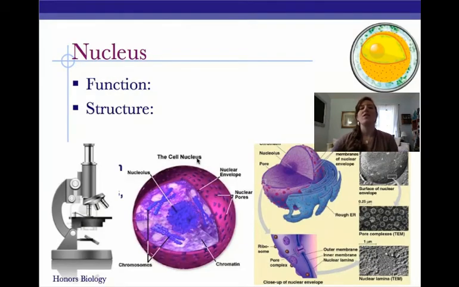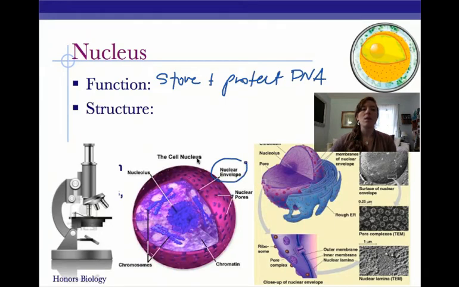Now, we'll move on to the nucleus. The job of the nucleus is to house and protect DNA. The nucleus is surrounded by a membrane called the nuclear membrane, or nuclear envelope. It's a double layer of phospholipids just like the cell membrane. As you see here, the nuclear membrane has a series of pores that allow substances to enter and exit.